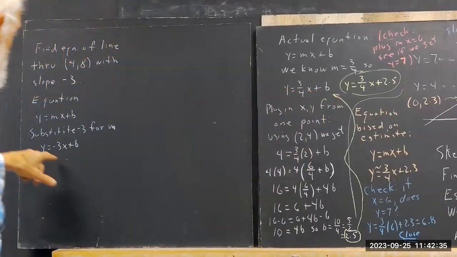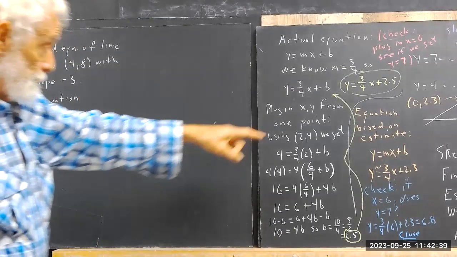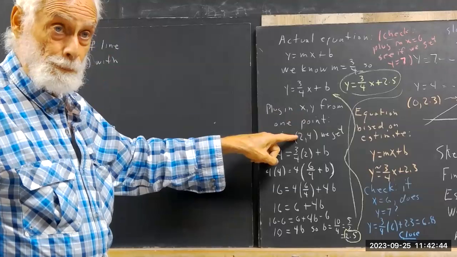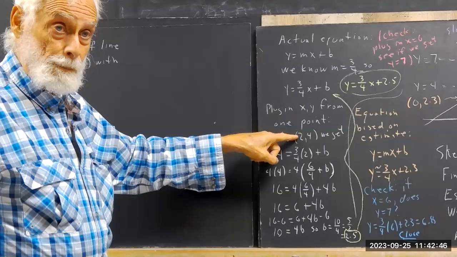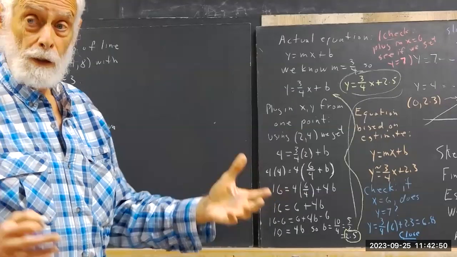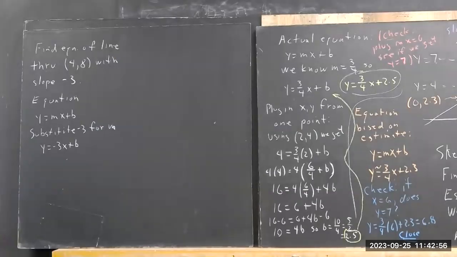And now we have this, but now we know X and Y. We plug in X and Y from one point. Now over here, you have 2 points to choose from, and it didn't matter which one you choose. You're going to get the right equation if you do the arithmetic right.